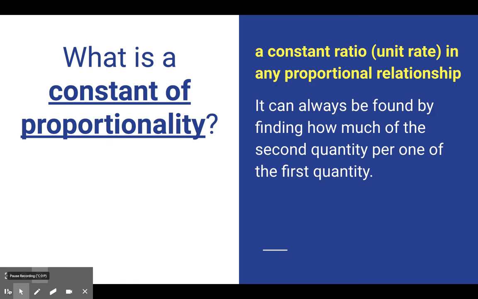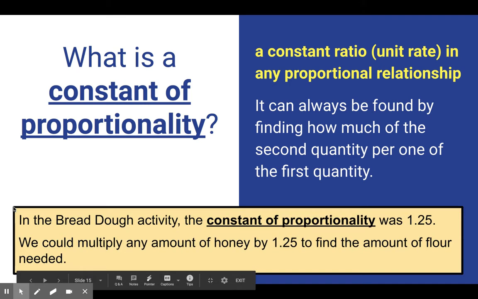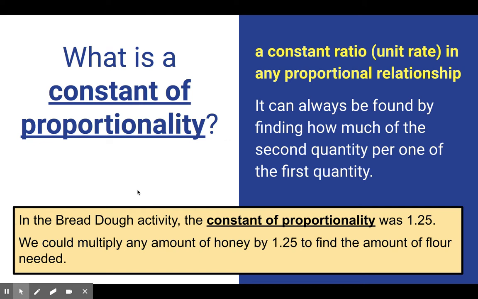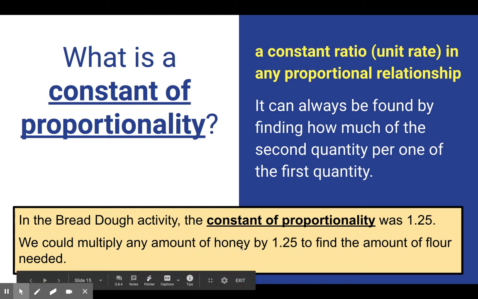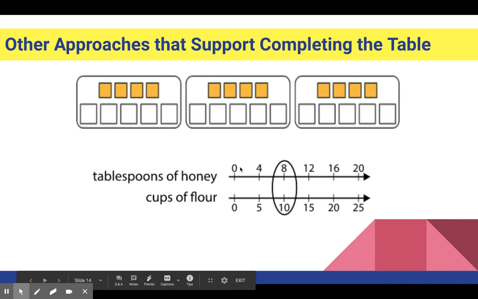So that means that we always want to figure out, if I only want one of my first quantity, how much am I going to have of the second quantity? In the bread dough activity, the constant of proportionality was 1.25. So we can multiply any amount of honey by 1.25 to find the amount of flour that's needed. So let's go back. That simply means that for 1 tablespoon of honey, I would use 1.25 cups of flour.